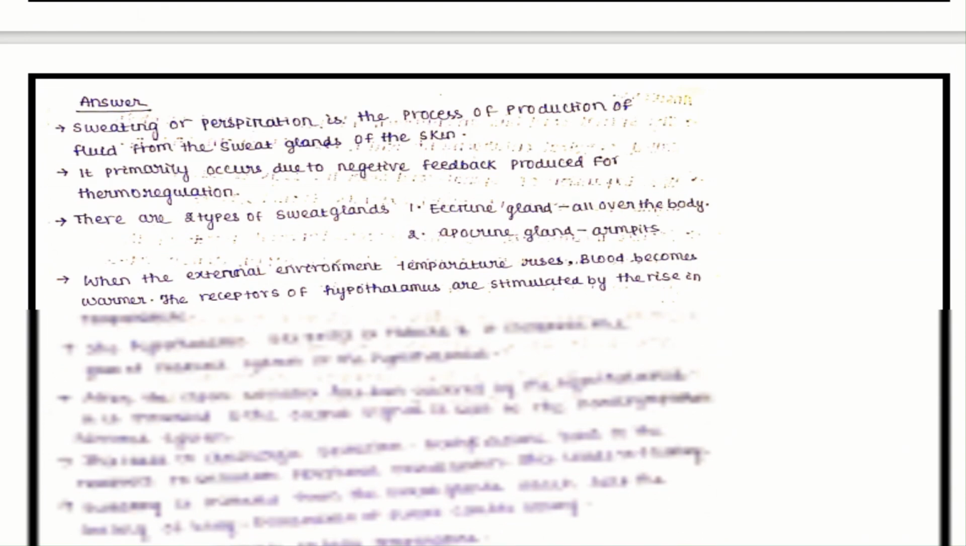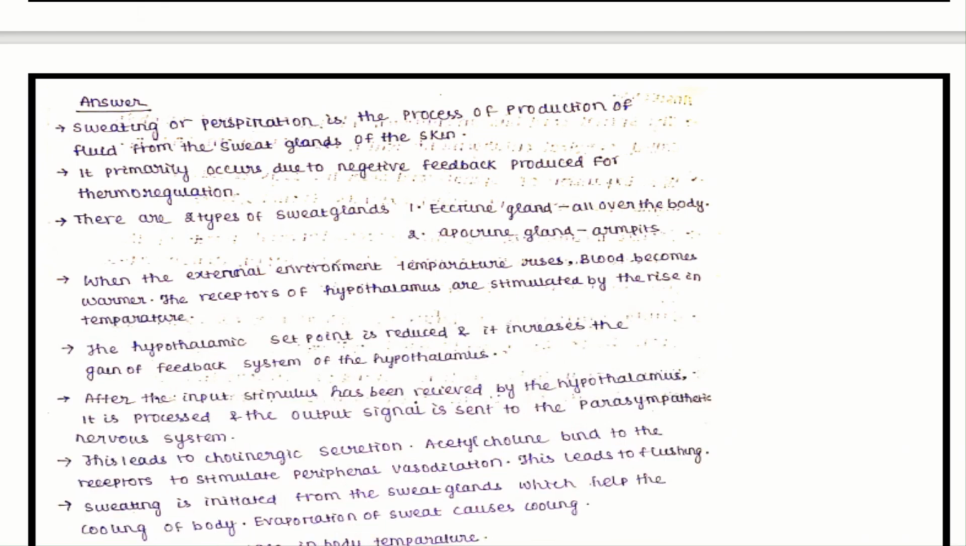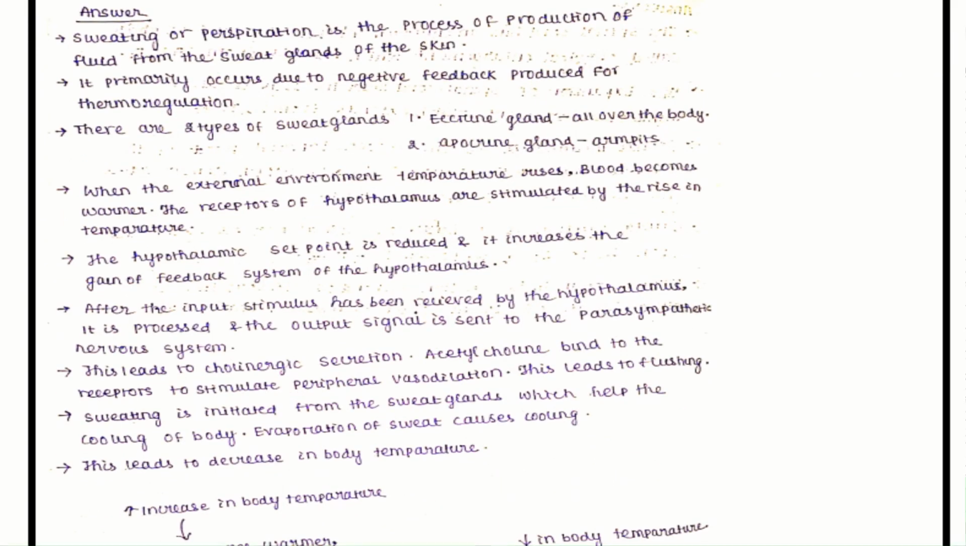Sweating or perspiration is the process of production of fluid from the sweat glands of the skin. It primarily occurs due to the negative feedback produced for thermoregulation. There are two types of sweat glands, eccrine glands and apocrine glands. When the external environment temperature rises, blood becomes warmer. The receptors of the hypothalamus are stimulated by the rise in temperature. The hypothalamic set point is reduced and it increases the gain of the feedback system of the hypothalamus.